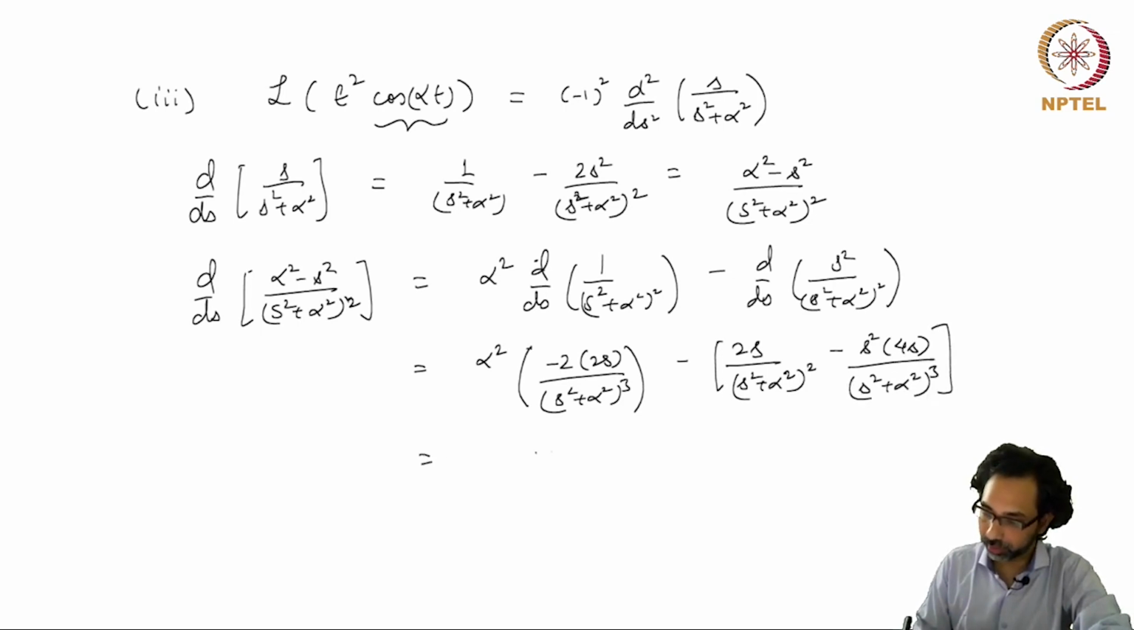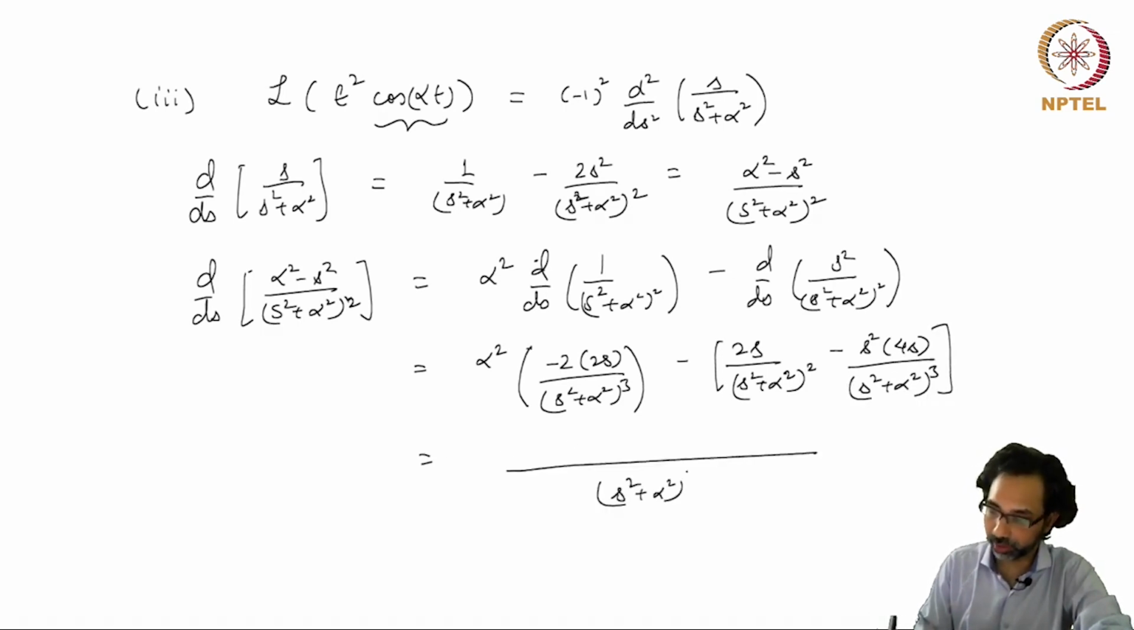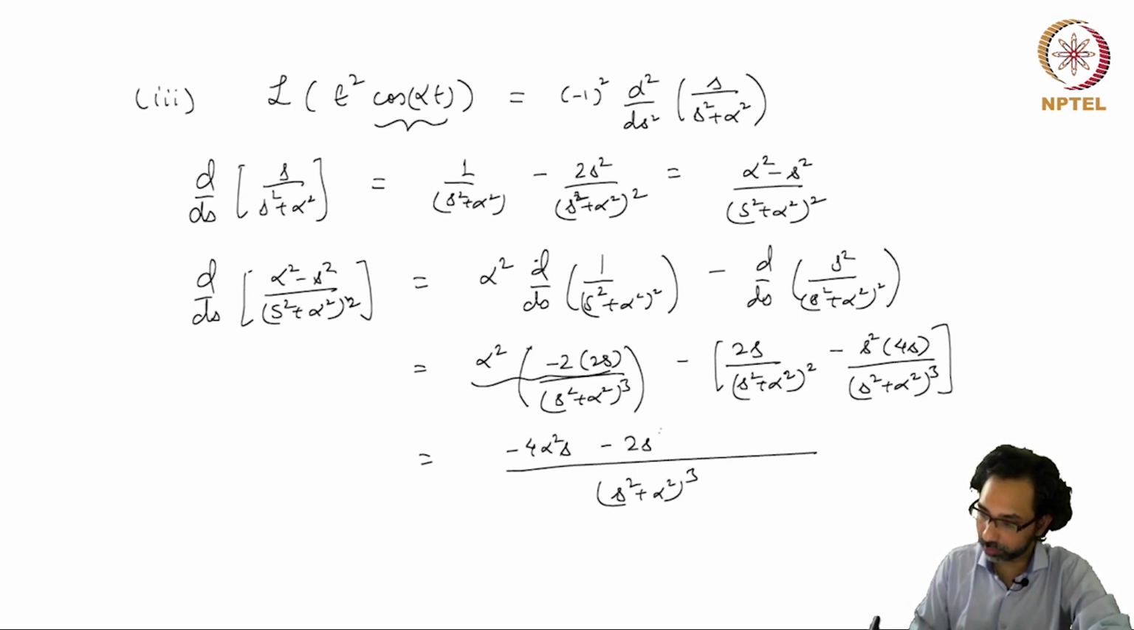Now we can take s square plus alpha square whole cube in the denominator. So the first one we get minus 4 alpha square s, so this is from this part. Then you have 2s times s square plus alpha square, because there is a square here and there is a cube here, so we multiplied by s square plus alpha square. And the third term is a plus 4s cube.